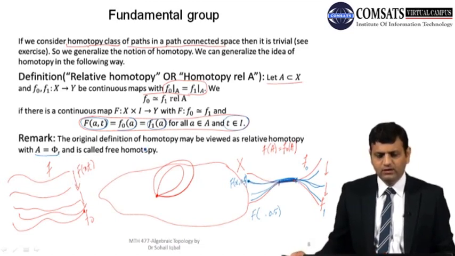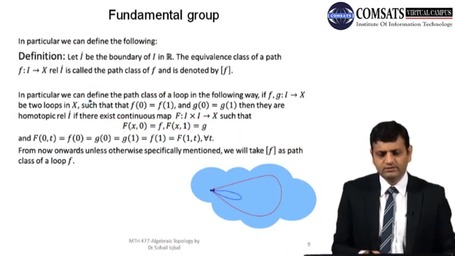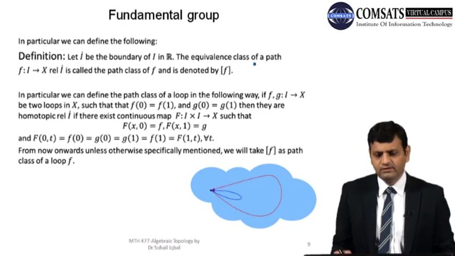So we will call our original definition, the definition where we started from, free homotopy. And if we have this set A in X and we impose conditions like this, then this is going to be called relative homotopy. So in particular we can define the following. Instead of taking this A, let I dot be the boundary of I in R. So the equivalence class of a path F relative to I dot is called the path class of F and is denoted by this.